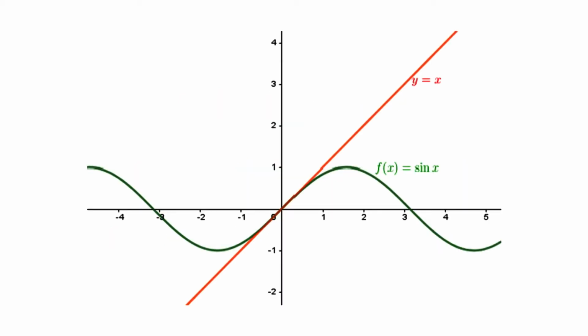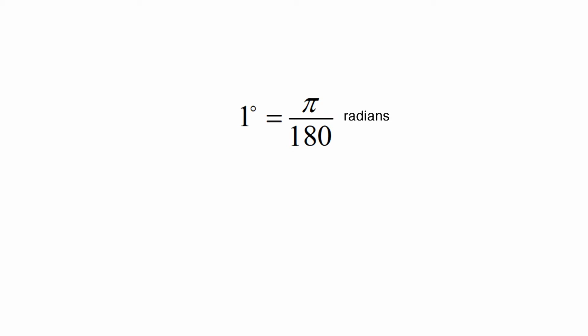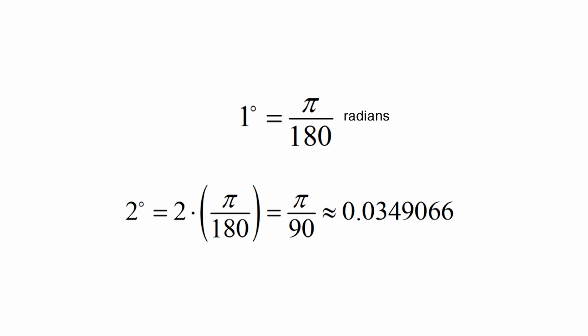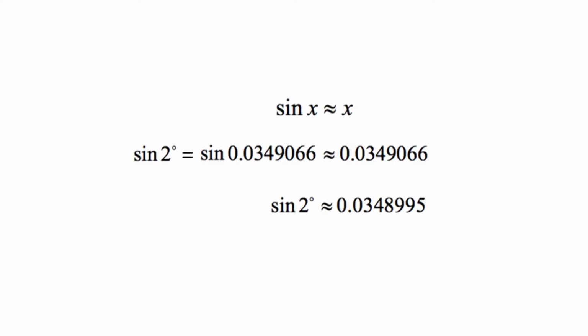We bring to the attention of the learner that in the approximation sin x approximately equal to x, the variable x is in radian measure. So, we must first convert 2 degree to radians before we apply this approximation. Since 1 degree is equal to pi by 180 radians, we have that 2 degree is equal to 2 times pi by 180, which is pi by 90, which is approximately equal to 0.0349066.